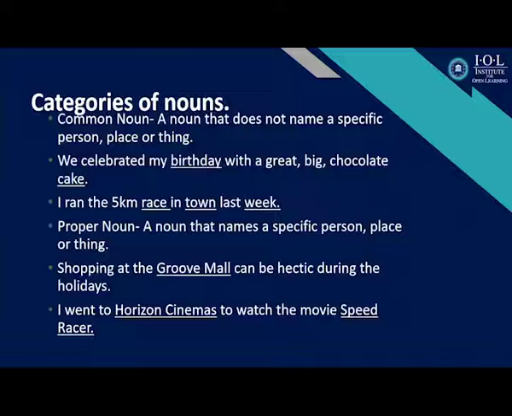And then we come to the category of nouns. We have different types of nouns. We have common nouns, which do not name a specific person or place, such as a cake or a birthday. And then we have proper nouns that name a specific person, place, or thing. Now when it comes to a proper noun, guys, a proper noun always starts with a capital letter. It does not matter where it is found in a sentence. They always start with a capital letter, such as Groove Mall, or Eben, or John.